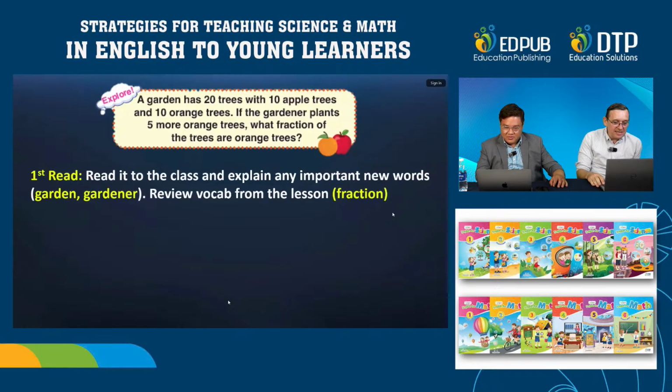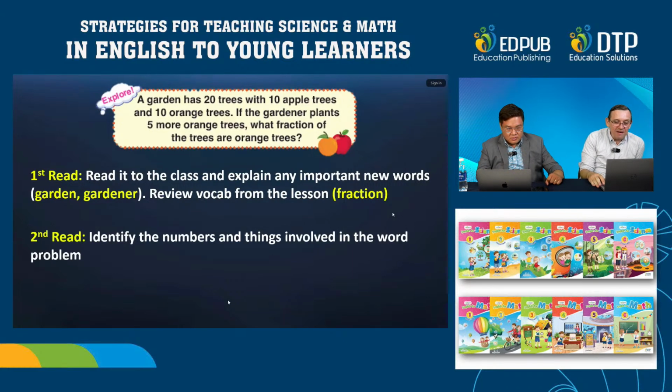So how can we break this down? Read it to the class. Important new words: we've got garden, gardener. They're not super important, but it's good to know what they mean. We've also got the word plants as a verb as well. We review the vocab from the lesson, so that would be fraction.